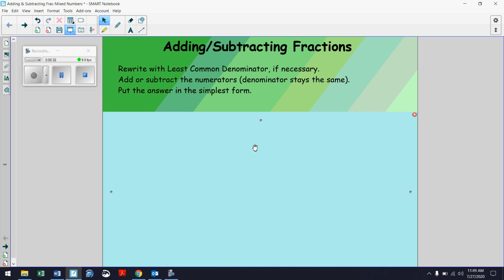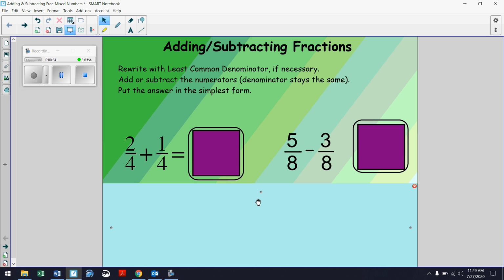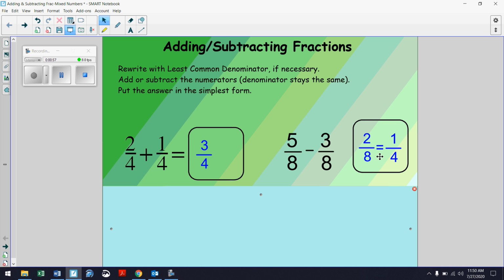So here are a couple examples of some fractions that we're adding or subtracting. So in the first one, we have common denominators of 4, so we're just going to add the numerators, and the denominator stays the same. It's already in simplest form. Just like that one, this one also has common denominators, so we just subtract the numerators, in this case 5 minus 3, and we get 2 over 8, which we need to simplify to 1/4.